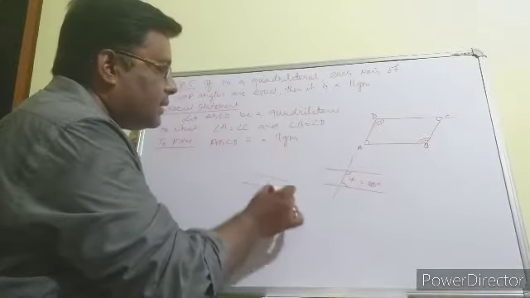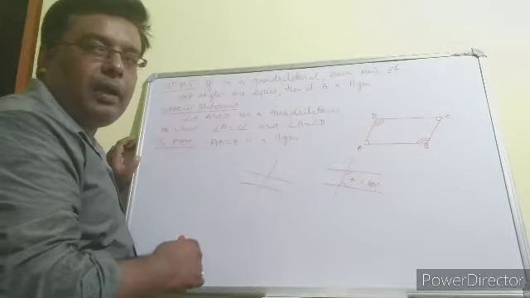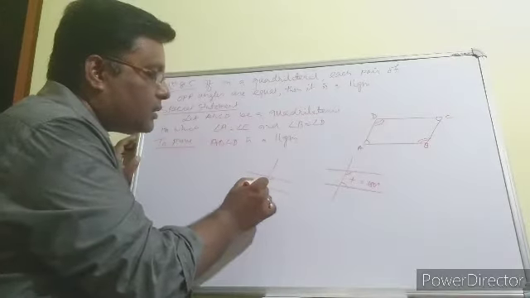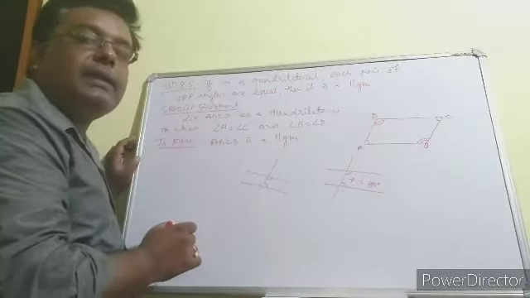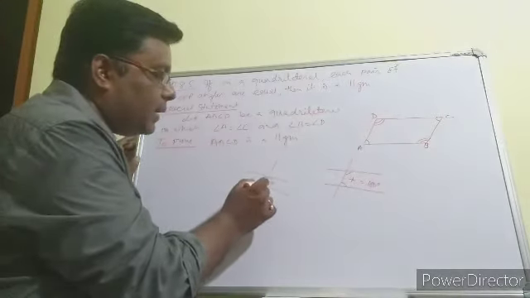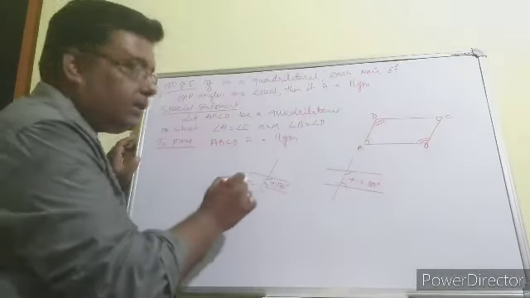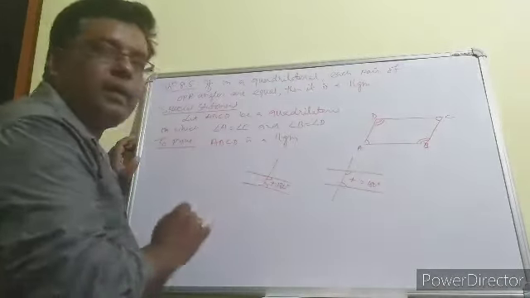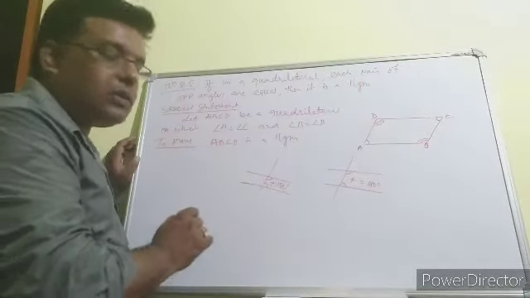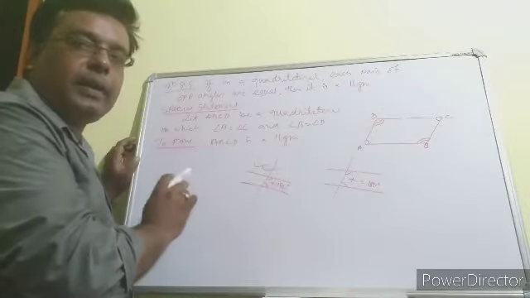And there is a converse theorem also. If any two lines are intersected by a transversal, and if the sum of these two interior angles on the same side of the transversal is 180 degrees, that is, if we add them and we get 180, then these two lines are parallel.